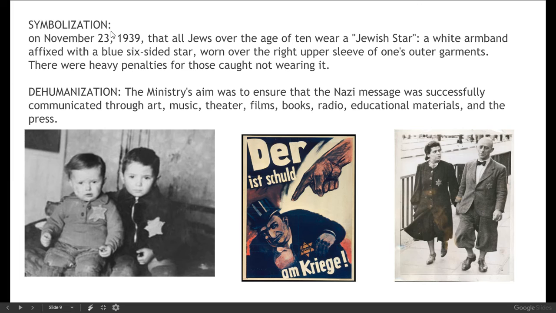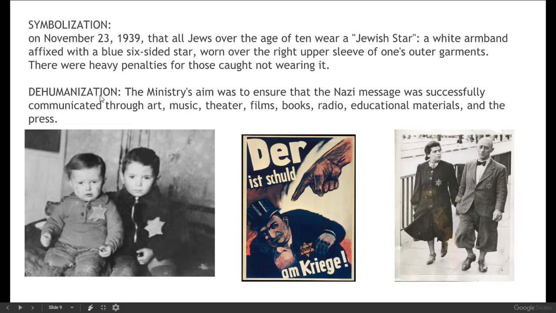And then the next stage would be symbolization. In 1939, all Jews over the age of 10 were to wear a Jewish star, which was a white armband affixed with a blue six-sided star over the right upper sleeve or one's outer garments. And there were heavy penalties for those who were caught not wearing it. And so everybody was identified by wearing this Star of David, which was a symbol for the Jewish religion.